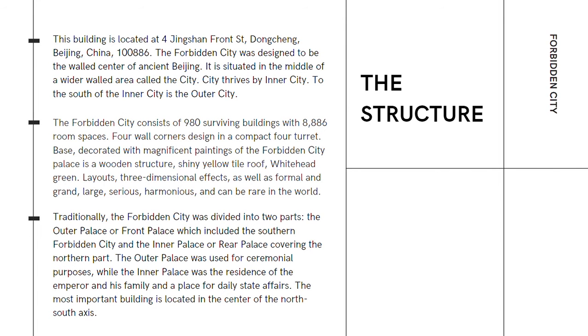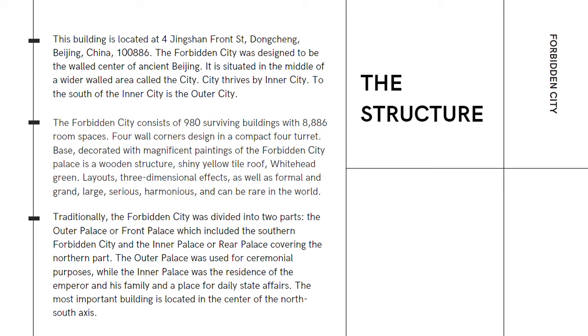The location. This building is located at 4 Jingshan East Street, Beijing, China, 100889. The Forbidden City was designed to be the center of ancient Beijing. It is situated in the middle of a wider area called the inner city, surrounded by the inner city. To the south of the inner city is the outer city.